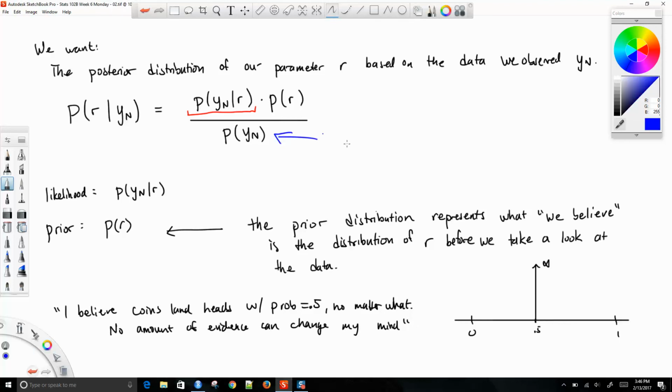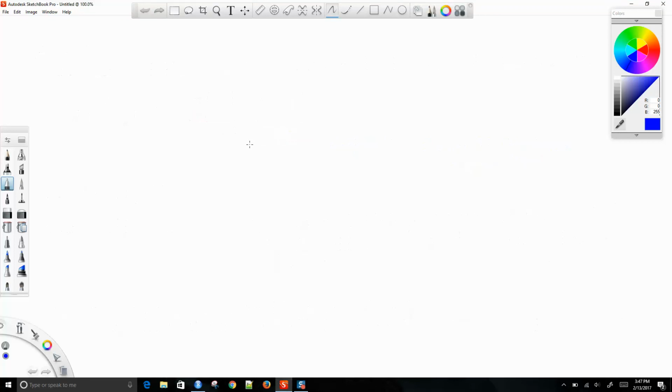What's important to note is that the marginal distribution does not depend on R itself. So as far as R goes, this is just a constant, as this piece does not depend on R. And the truth is that as far as this marginal quantity goes, it is generally very difficult to calculate. So let me just write a couple of notes about that in our last few moments.